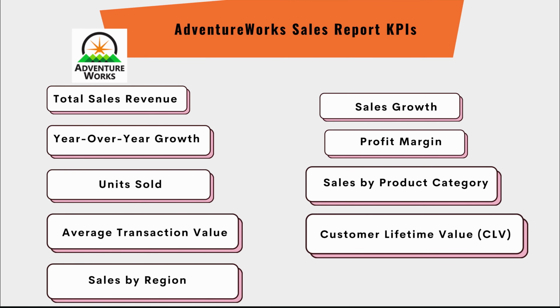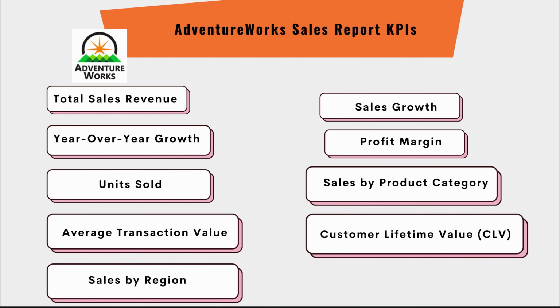Very first is total sales revenue. That means you have to calculate the total sales amount over there. Then we also have to calculate year over year growth. That means what was last year, what is this year, and we are going to divide it out so that we can calculate it. Then total number of units sold, average transaction value, sales by region, sales growth, profit margin, sales by product category, and lastly CLV, that is customer lifetime value.